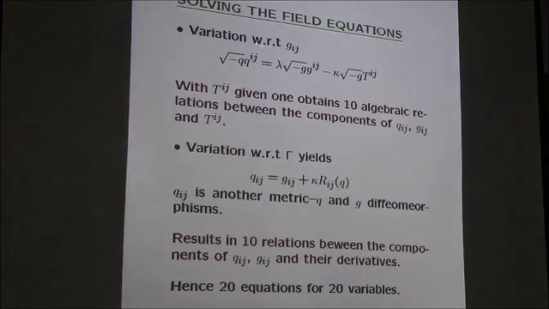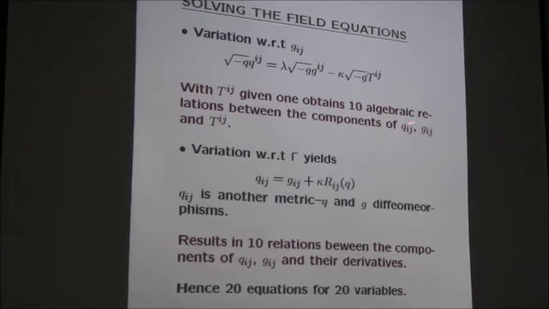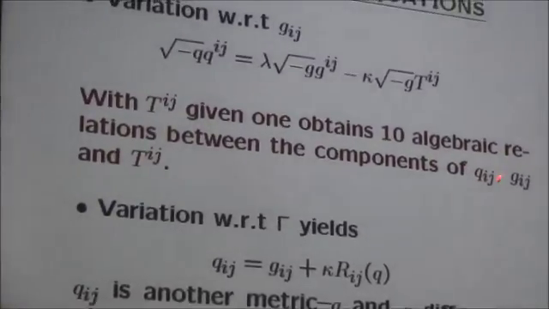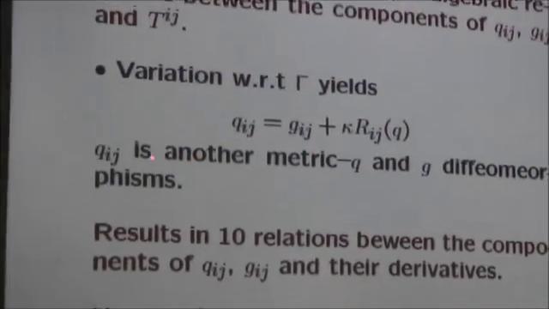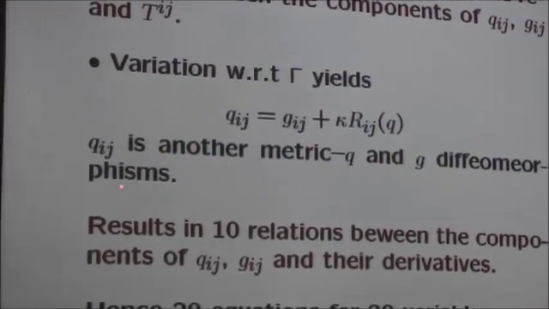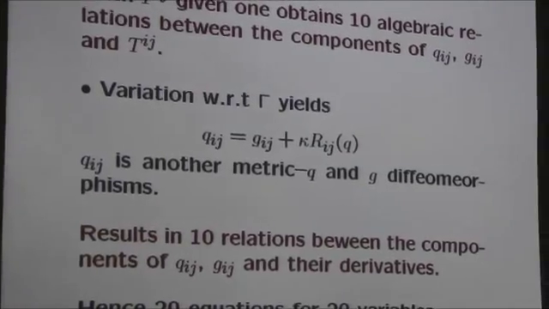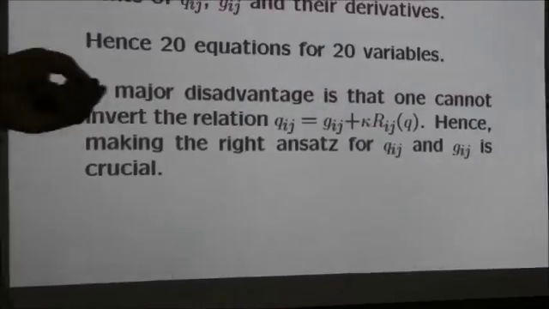Okay, so if you want to solve the field equations, the variation with respect to Gij gives you this. So if you are given a Tij, one obtains 10 algebraic relations between the components of Qij, Gij and Tij. And variation with respect to gamma gives you another equation, which is this. Qij is another metric, Q and G diffeomorphisms. So there are 20 equations for 20 variables, but what is the big problem?